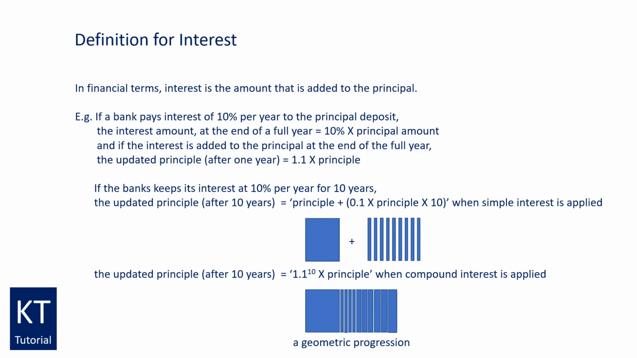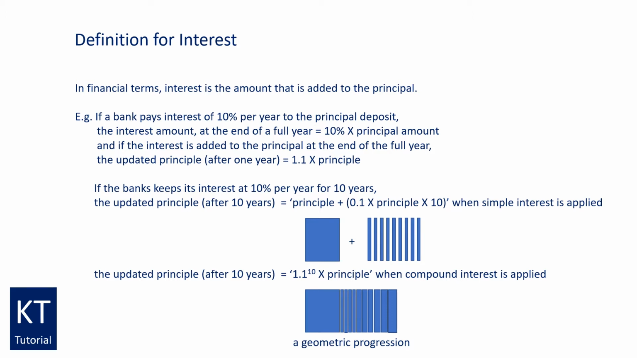As for interests, it is the amount that is added to the principal. For example, if a bank pays interest of 10% per year to the principal deposit, the interest amount at the end of the year is 10% times the principal amount. And if the interest is added to the principal amount at the end of the full year, the updated principal after 1 year is 1.1 times principal.